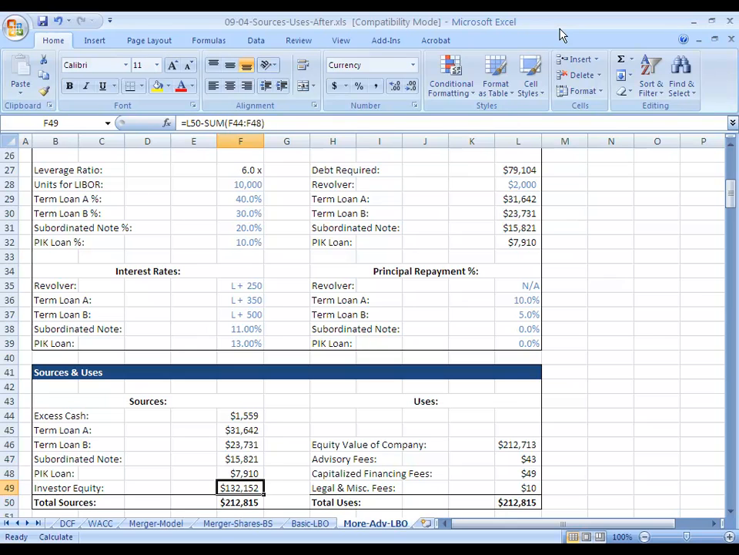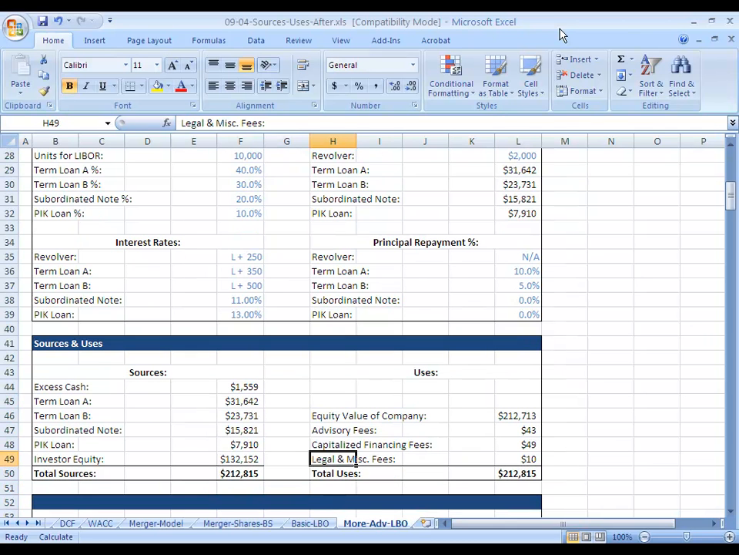We don't necessarily have to do this. We could add an assumption that maybe instead of paying this extra 100 million with investor equity, we could do it with term loan A instead. So it's not required, but this is what you typically see in models, which is why I'm doing it like this here.